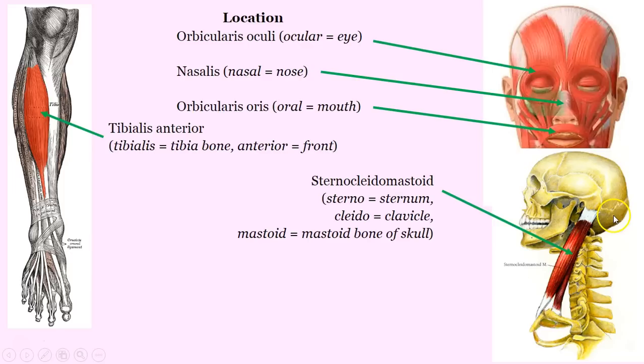Sternocleidomastoid, we saw this muscle on Mike in the video. Sternum, origin on the sternum. Passes by the clavicle, attaches to the mastoid process of the occipital bone. Sternocleidomastoid.